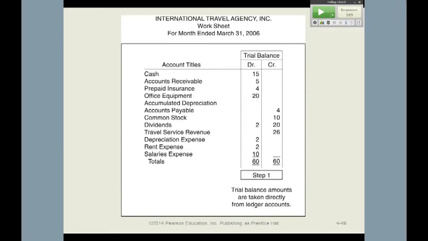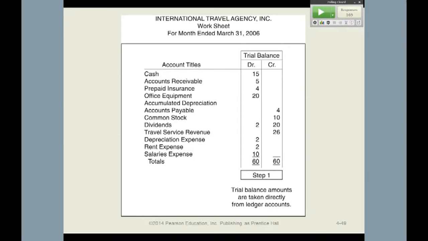All right, now, the next step is to prepare the adjustments. And in order to prepare the adjustments, you have to come up with information regarding those adjustments. So it tells you that prepaid insurance expired on March 1st, it's $1. Depreciation expense was 2, and salaries expense incurred at the end of March but not yet paid is 5.